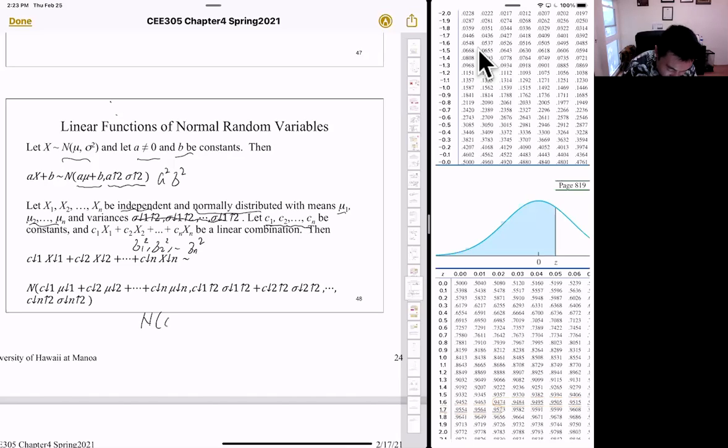So let me just write it down. That's c1 mu1 plus c2 mu2 plus up to cn mu n. That's the mean value for the new normal distribution. The variance is c1 squared sigma 1 squared plus c2 squared sigma 2 squared plus up to cn squared sigma n squared. So that's called a linear function of normal random variables.